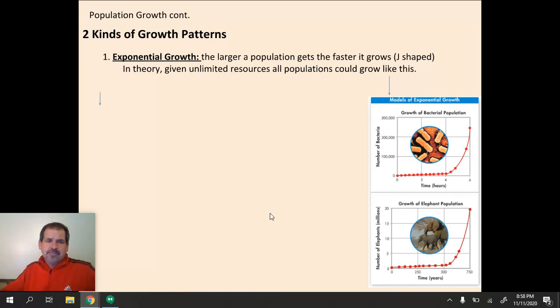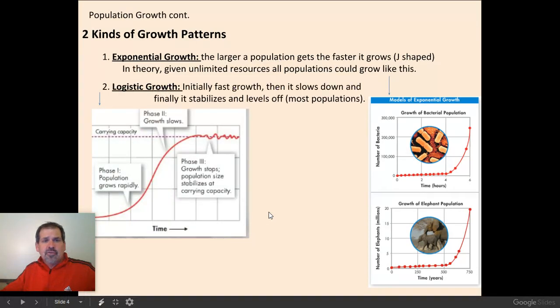That's exponential. The other population growth is called logistic. And this is initially fast. So initially this looks exponential, but then after time, it slows down, stabilizes and levels off. Most populations follow this pattern.